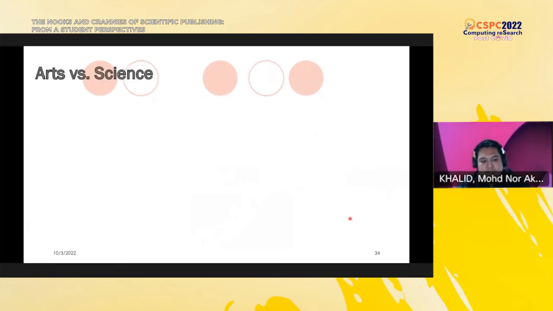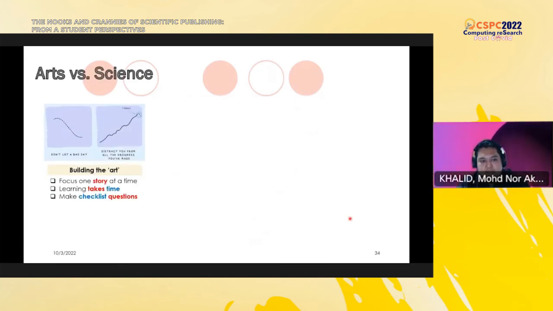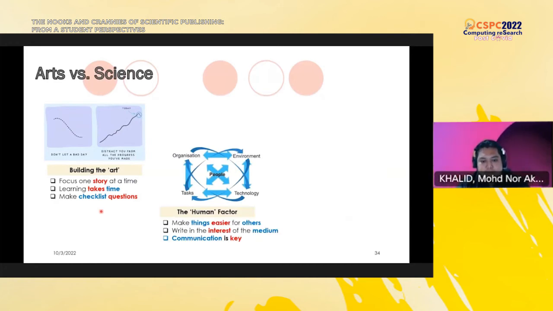And finally, doing research is art versus science. So you need time, and you need to focus on one story. The key point here is to make a checklist of questions. Let's say you already have your draft ready. Try to make a checklist of questions: is it good enough, does it have sufficient components, and so on. Okay.